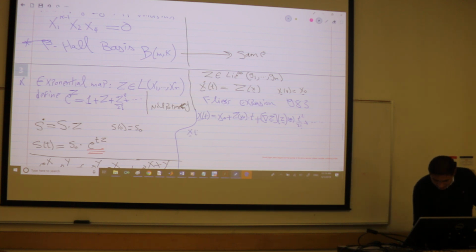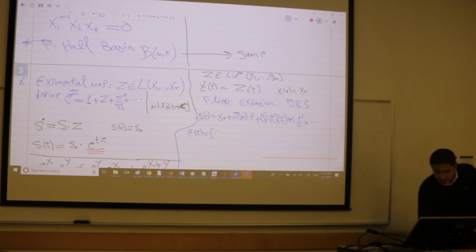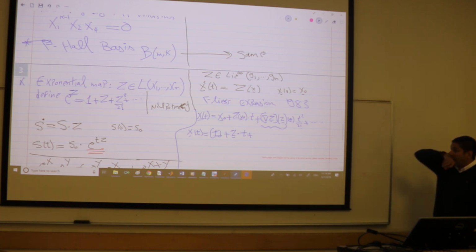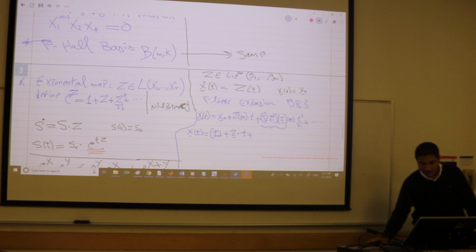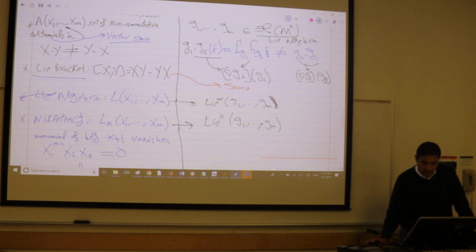So x of t is, I'm going to take x naught as a common factor, so the first term is the identity acting on x naught, plus the second term is Z acting on x naught times t, plus, can you give me an expression for this guy in our language that we just set up? Can you give me an expression for this guy? Z squared. This is Z squared indeed, right?